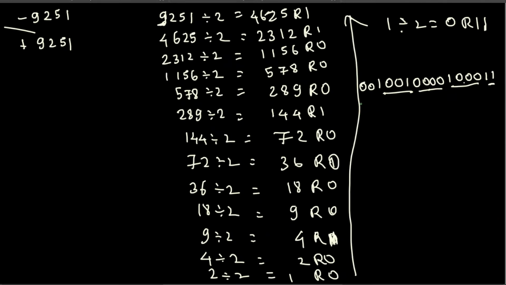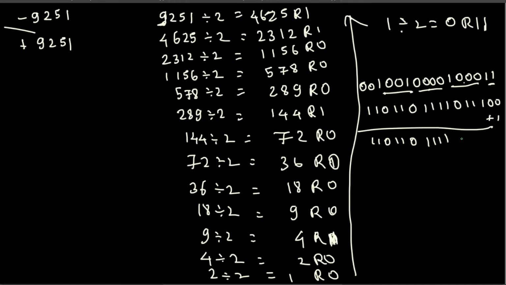Now we take the ones complement. That's basically we convert zeros into ones, ones into zeros. So 1 1 0 1 1 0 1 1 1 1 0 1 1 1 0 0. And then if we add 1 to that, that's the twos complement. So this is 1 1 0 1 1 0 1 1 1 1 0 1 1 1 0 1. And that is our final answer.